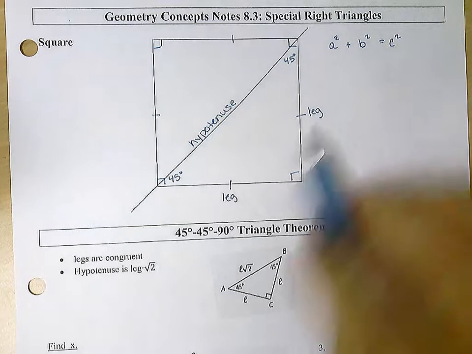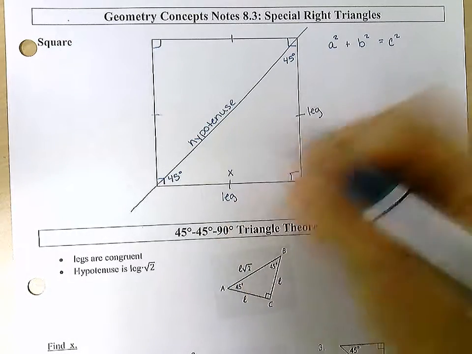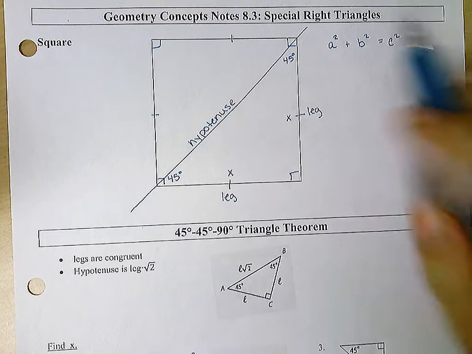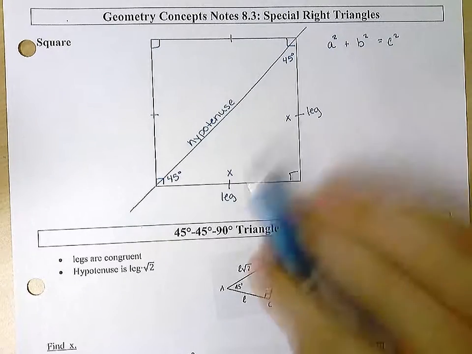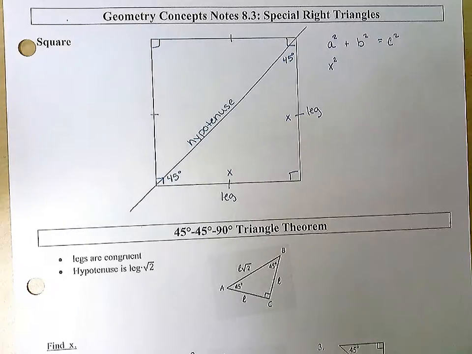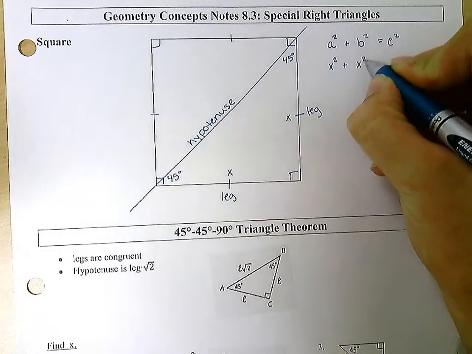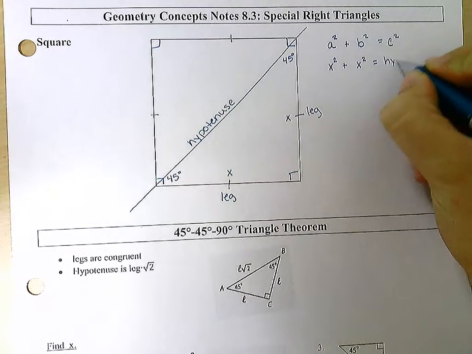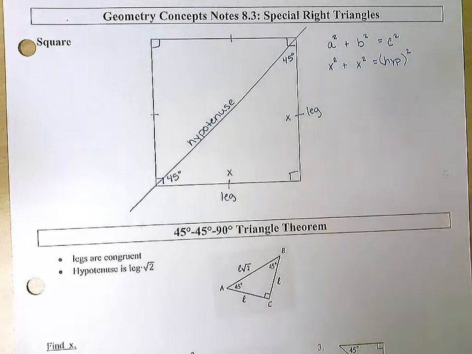Okay, instead of leg, I'm going to label each of these x. Okay, and they're both x just because our legs are congruent. So I can label them both the same thing. So for a squared and b squared, I'm going to plug in x and x. So we have x squared plus x squared is equal to our c squared value, which is our hypotenuse. I'm just going to abbreviate hypotenuse and square that.